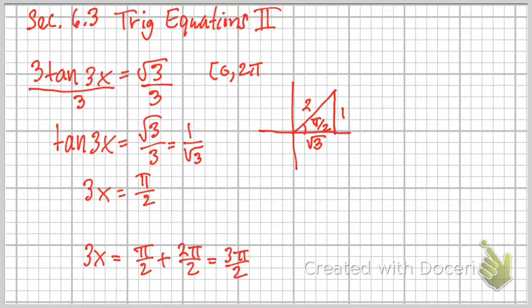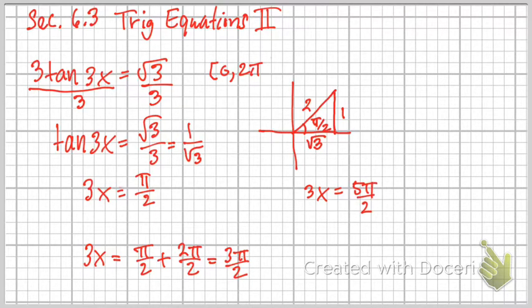And then would I have to go any further? I could check, right, to see if that would be useful here. So then the next one after that then would be 3x equals, and that'd be another, so that would be 5 pi halves.